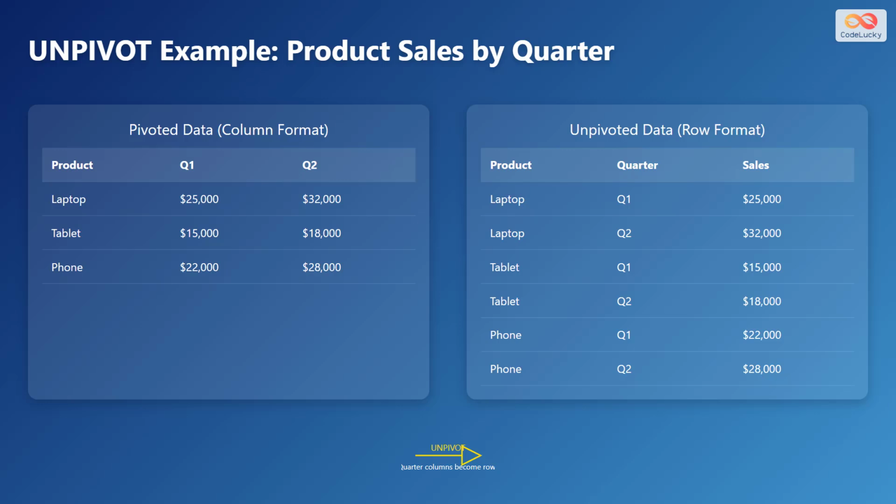Here's an unpivot example showing product sales by quarter. The table on the left displays pivoted data in column format, with columns for product, Q1 and Q2. The table on the right shows the unpivoted data in row format with columns for product, quarter, and sales. This transformation converts the quarter columns, Q1 and Q2, into rows.